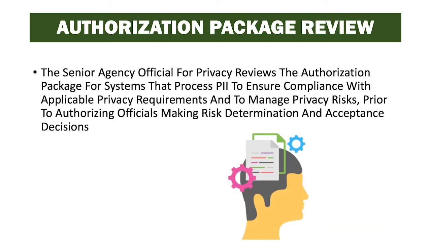The senior agency official for privacy reviews the authorization package for systems that process PII, or personally identifiable information, to ensure compliance with applicable privacy requirements and to manage privacy risk prior to the authorizing official making a risk determination and acceptance decision. So the privacy officer or the senior agency official for privacy must review the package prior to the AO reviewing it if the system processes PII.